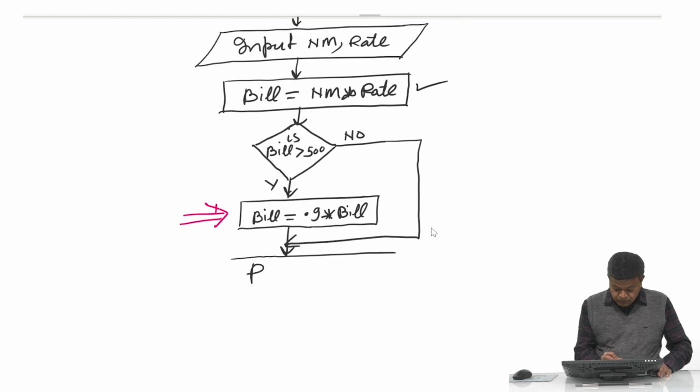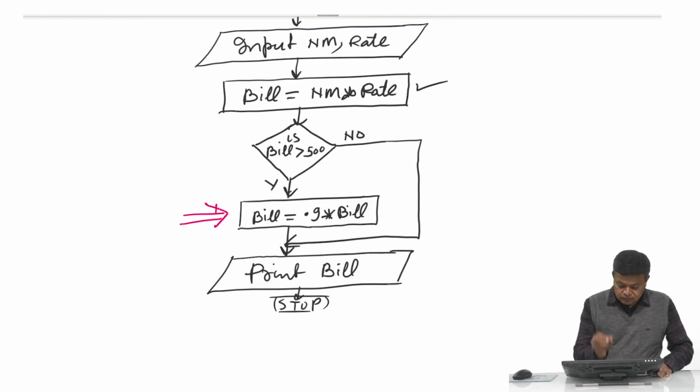So, after this what do we do? We print bill, print the value of bill, and after that what do we do? We stop. Okay. So, what are we doing?